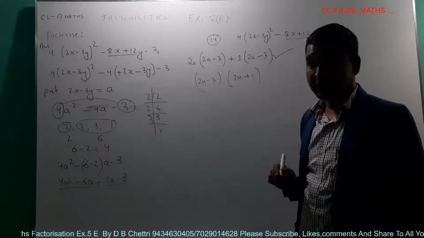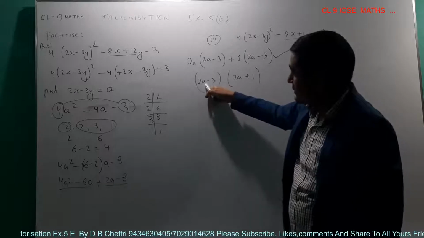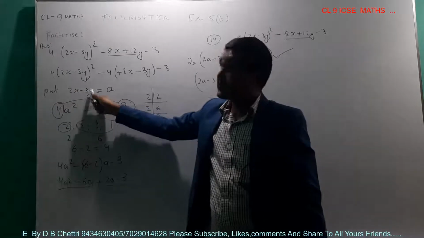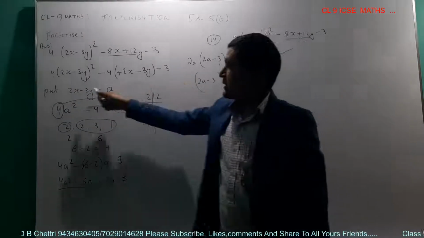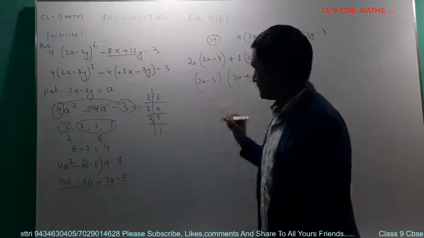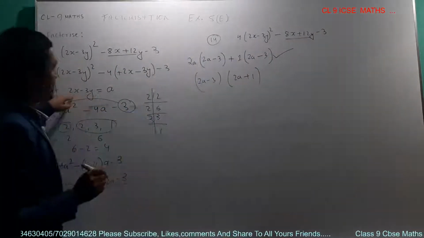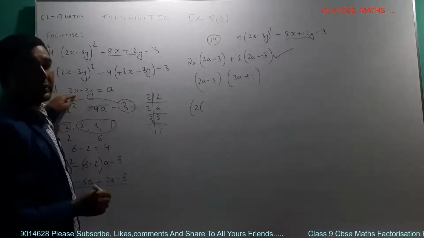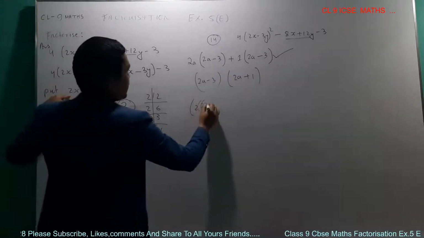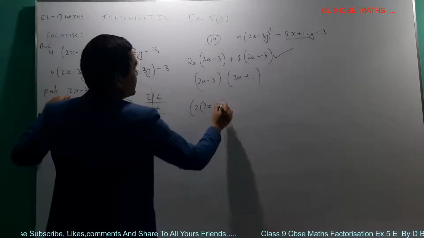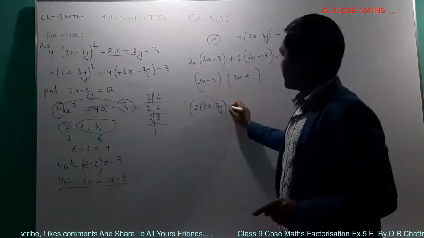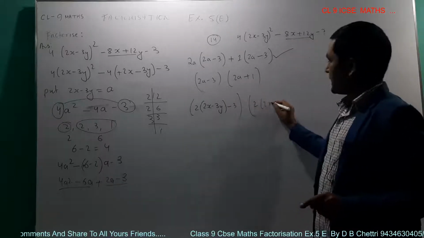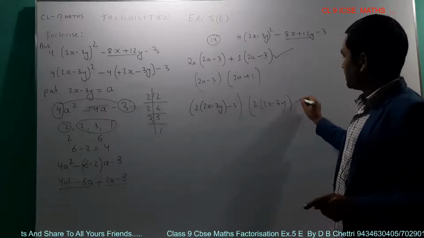Now the factorization is complete. Now substitute the value of a. What is the value of a? 2x minus 3y. Now replace this a by its value, 2x minus 3y. In place of a, 2x minus 3y. Then what is there? Minus 3. Similarly, in place of a, 2x minus 3y. Then what is there? Plus 1.